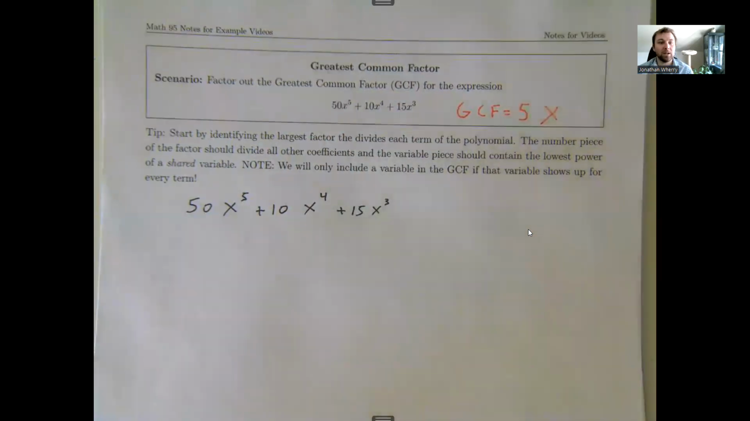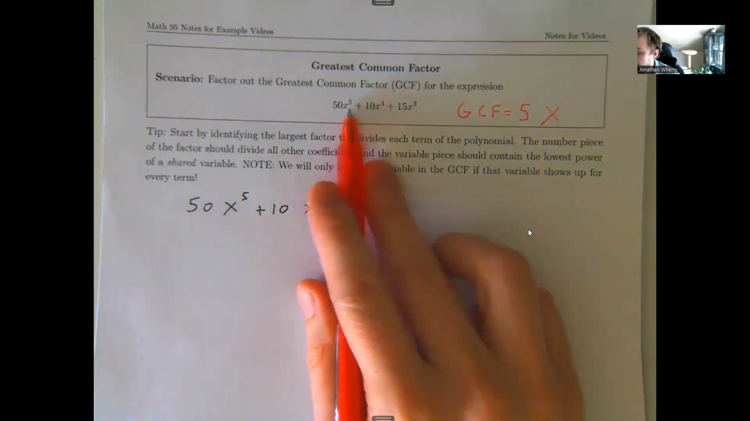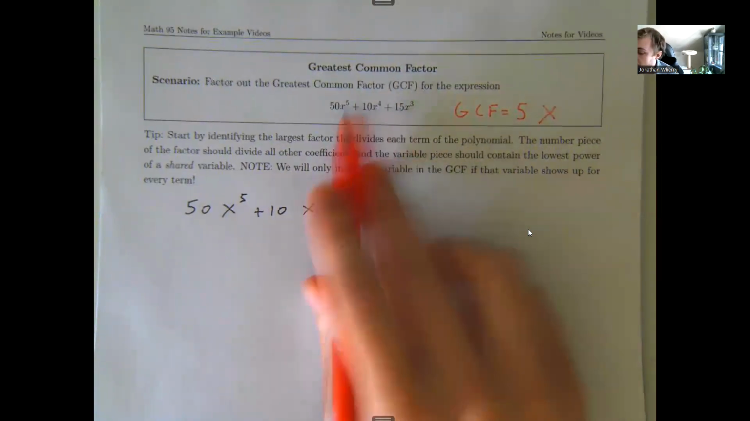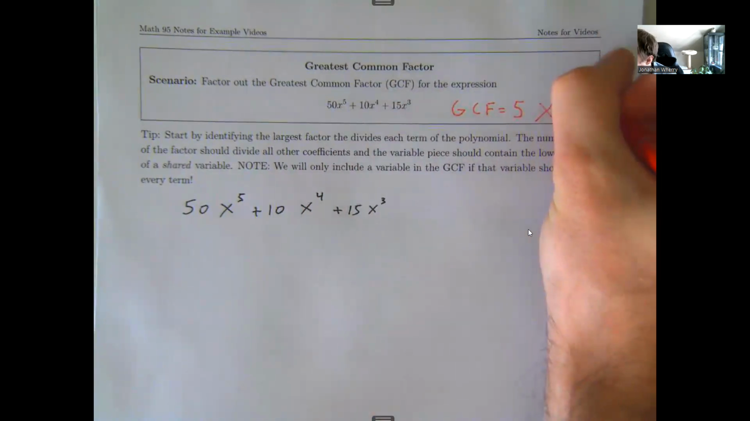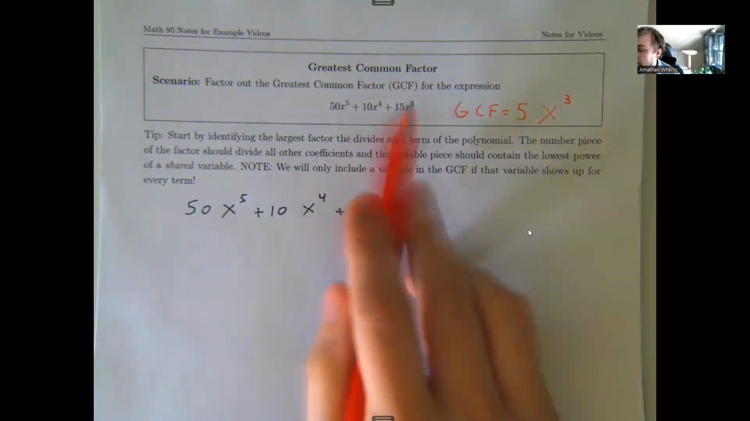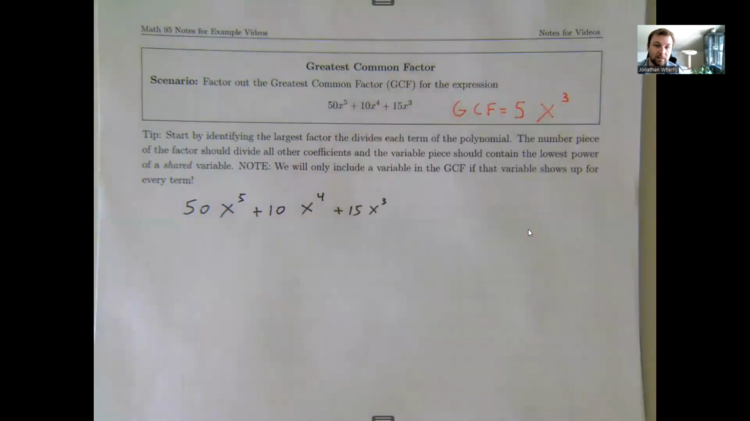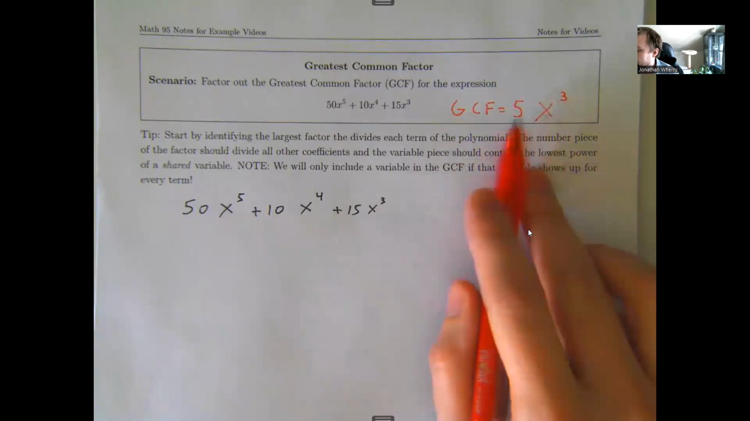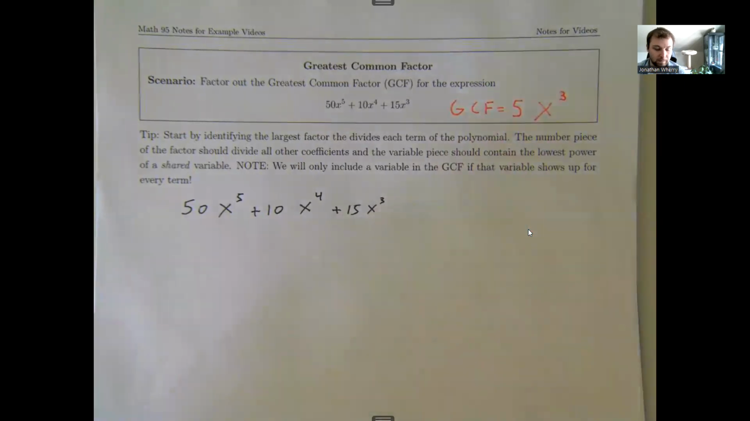Now I'm wondering how many of these x's can I pull out? So I can pull out 5 here, 4 here, 3 here. So worst case scenario, the most I can pull out for the x's is 3. They all have at least 3 of the x's. So my GCF, my greatest common factor here, is 5x to the third.